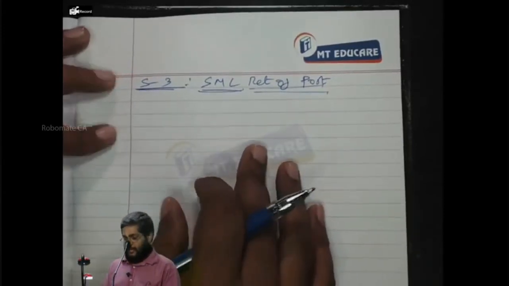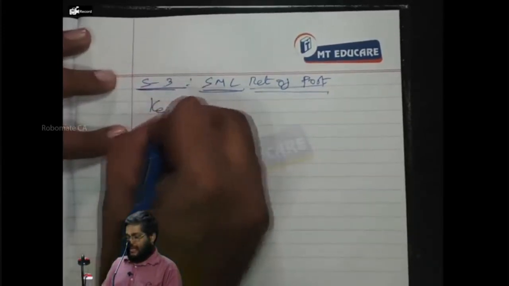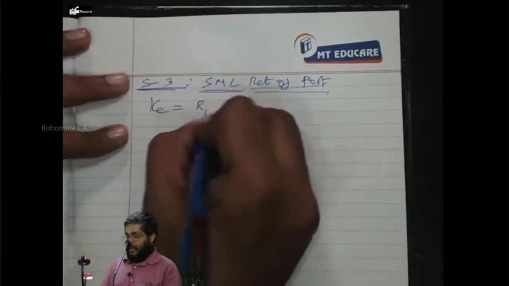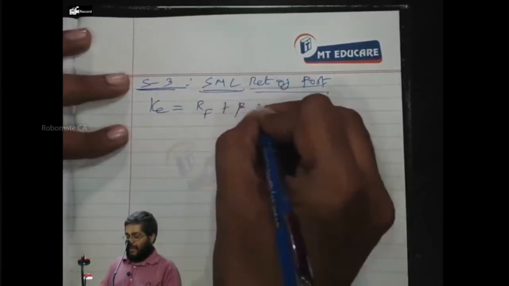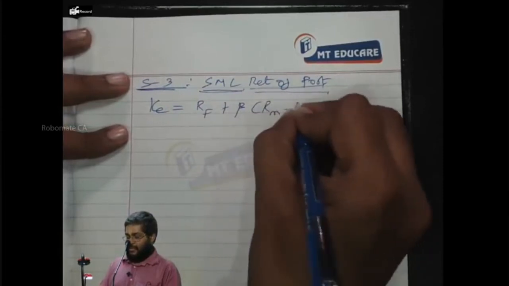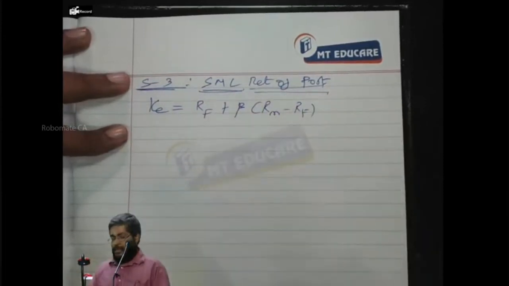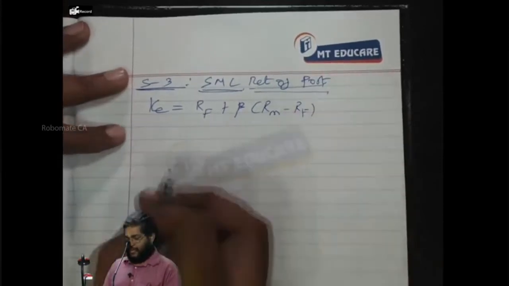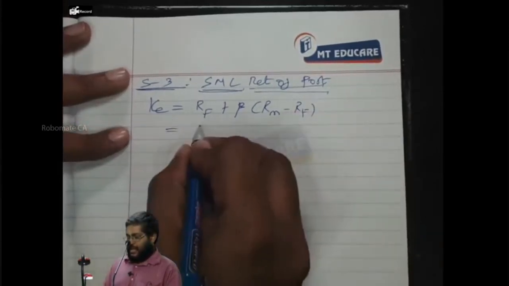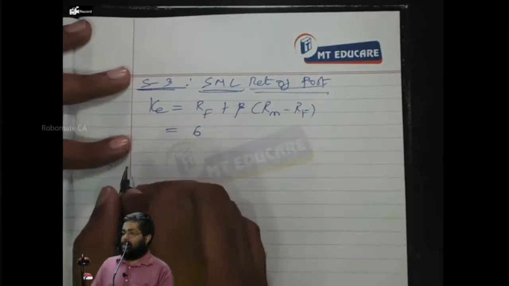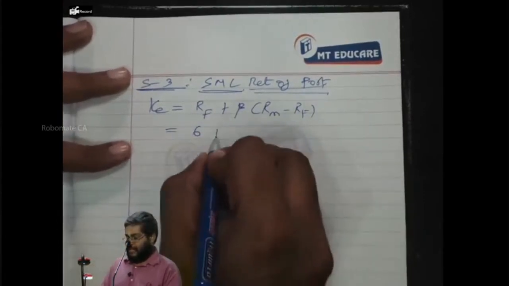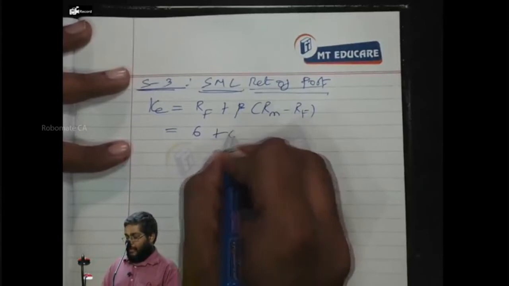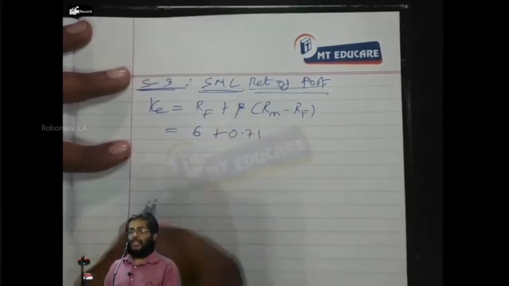Everybody, can we start or not? Now, write down. KE is equal to RF plus beta into (RM minus RF). Now, tell me, what is the risk-free return here? 6%. So RF is 6% plus. What is beta? 0.71.